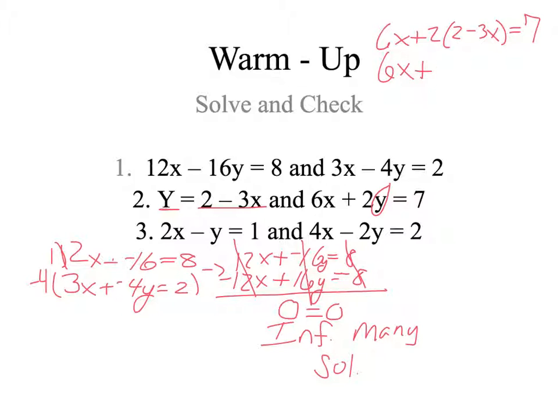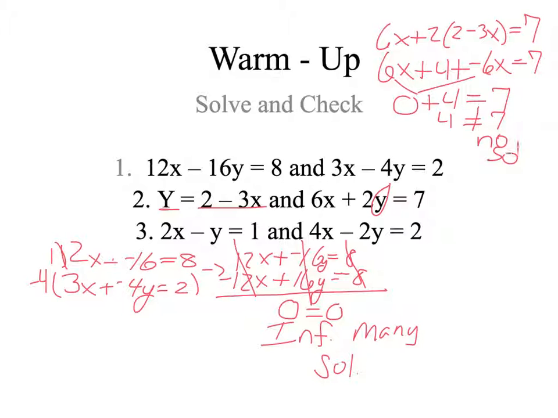So 6x plus 4 plus negative 6x is going to equal 7. Combine my like terms. And by doing that, the x terms actually go away and give me 0. So 0 plus 4 needs to equal 7. 4 does not equal 7. So my answer for this case is actually no solution.